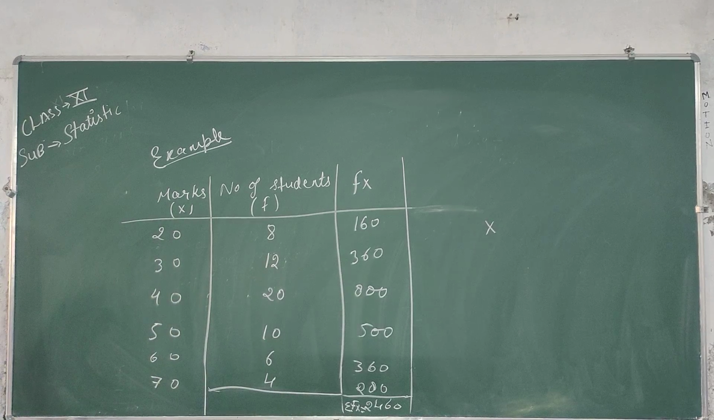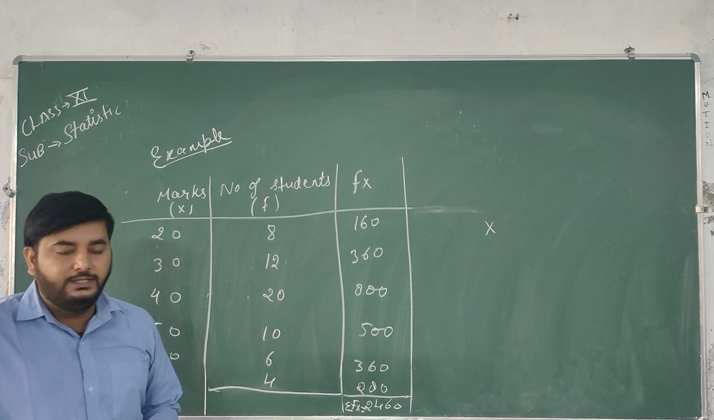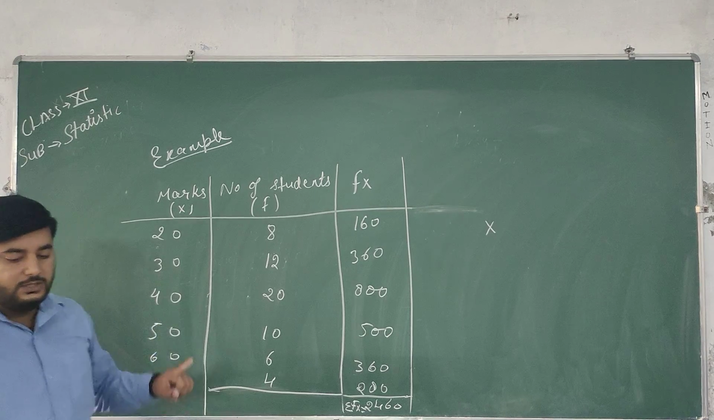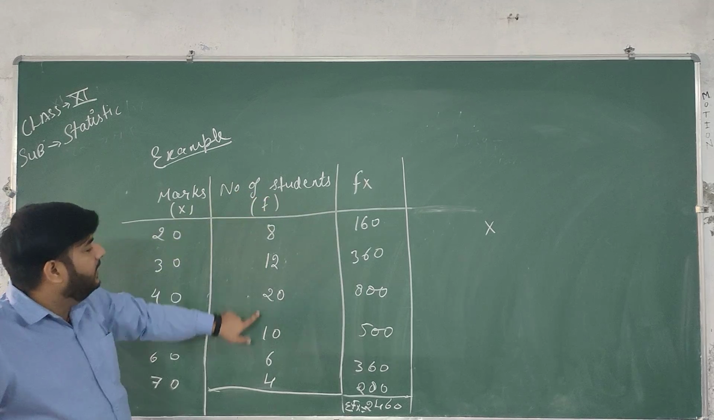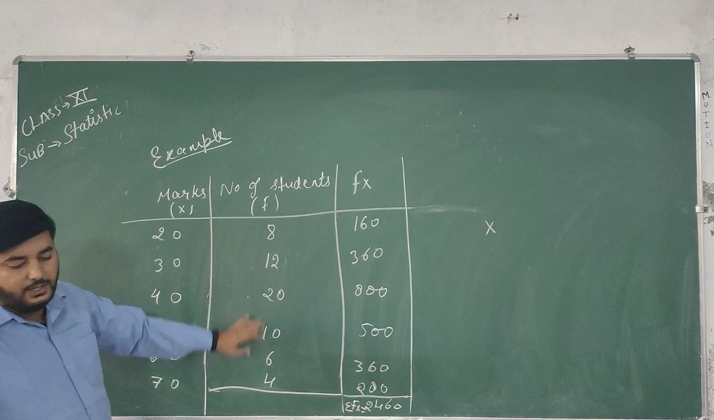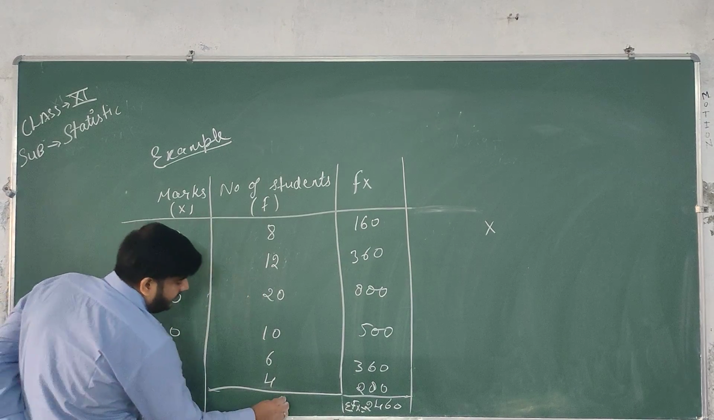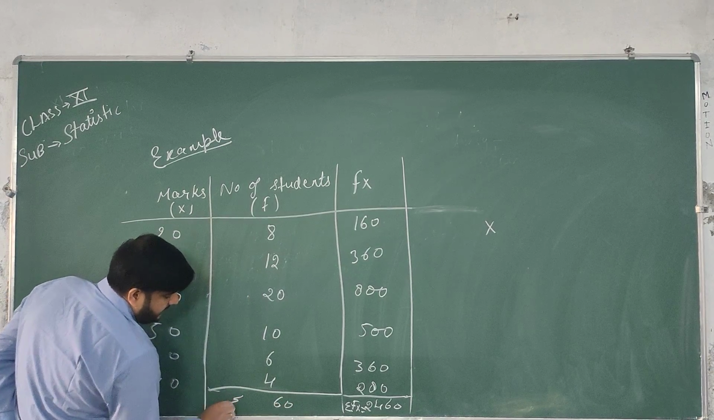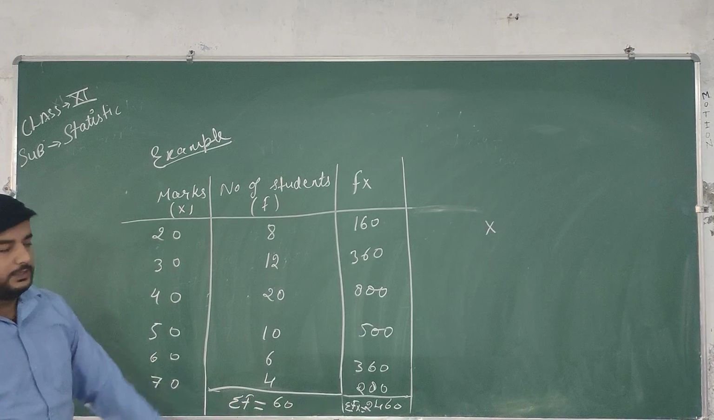Third step is find out the total number of items in the series. We total this frequency column. So the total will be 60, that is sigma f. Sigma is the sign of total.